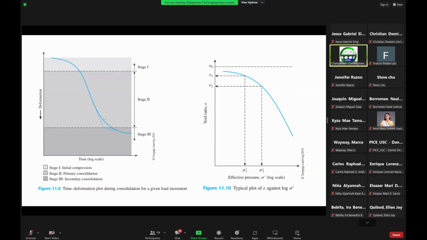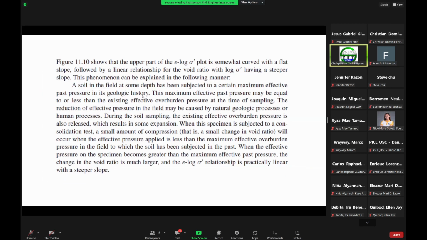And then on this part of the curve, wherein it starts to be constant, this is now your stage three, or the secondary consolidation. So for this figure here, let's try to go back to this one. I think that's being explained here. That figure is figure 11.10 in your book as well. If you want to check with your book, that is figure 11.10.